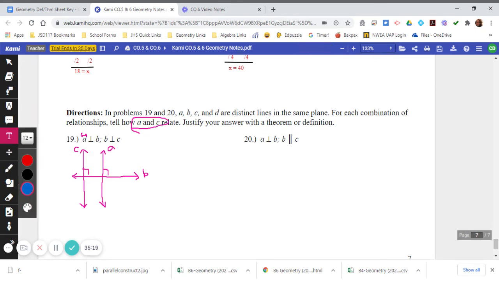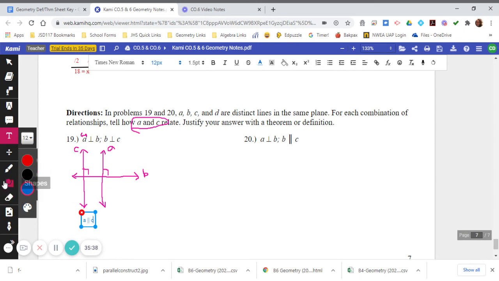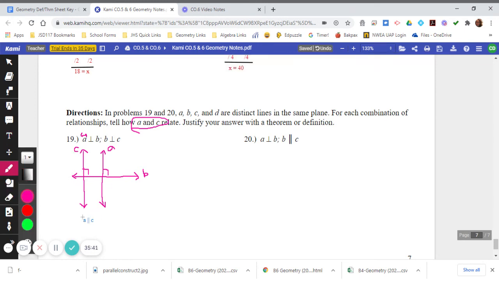So I'm going to say that line A is parallel to C. And I do want to make sure that I add in my proper notation. So I'm going to draw my arrow, my line with 2 arrows on the top.